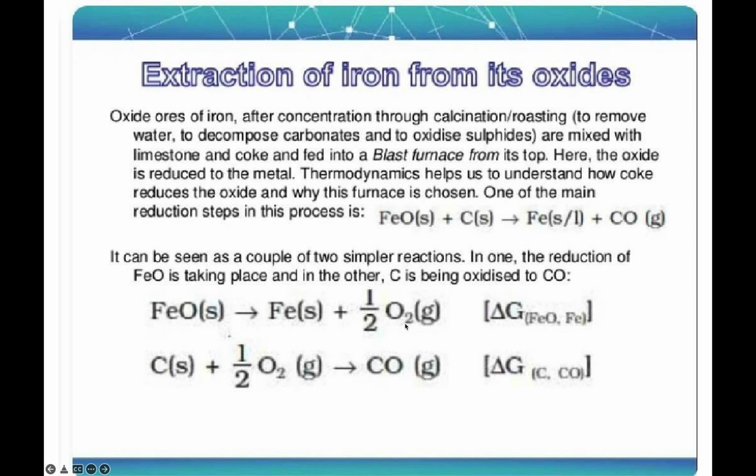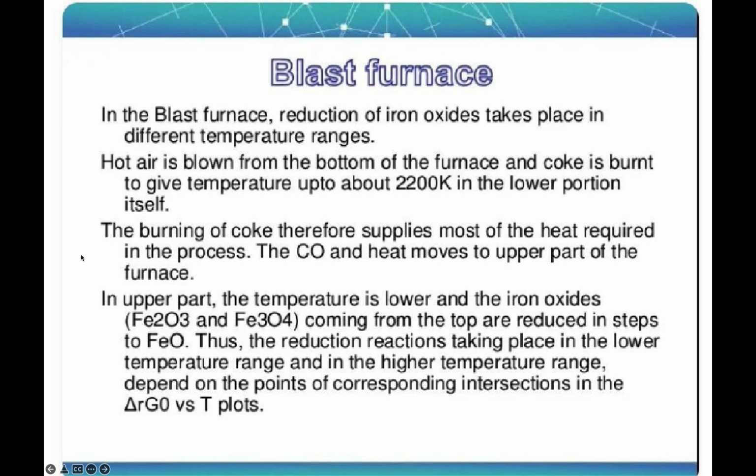Next, what is a blast furnace? Already we said that it's a furnace where reduction of iron oxide takes place in different temperature ranges. From the bottom of the furnace hot air is blown and the coke is burnt to give a temperature up to 2200 Kelvin in the lower portion. See, in last year's 2021 NEET there was a question from this part, that is the maximum temperature achieved by the blast furnace, because very confusing values were given. So many couldn't answer this question properly. So just remember all these points.